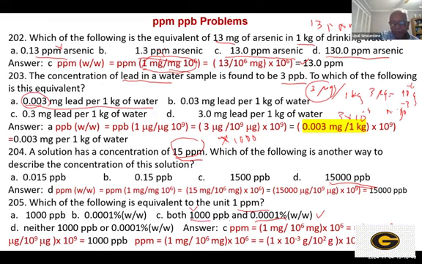ppb is ppm multiplied by 1,000. Therefore, you get 1,000. The answer to that question is both 100 ppb and 0.001% weight by weight.